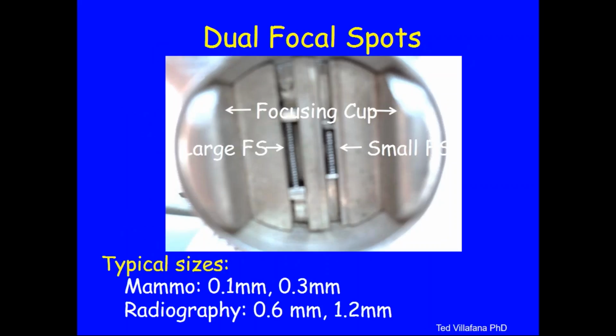Here are some pictures of what we're talking about. Here is the large focal spot. It's this coil of wire that you see here on the left side, and that's the large one. Its physical dimensions are actually larger, as you see over here. And then the small is on the right. You can see the physical dimensions are on the right.